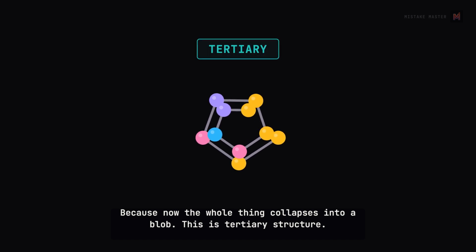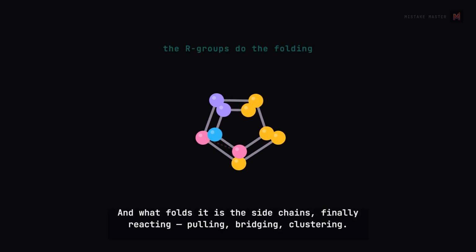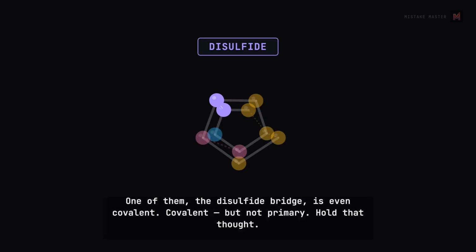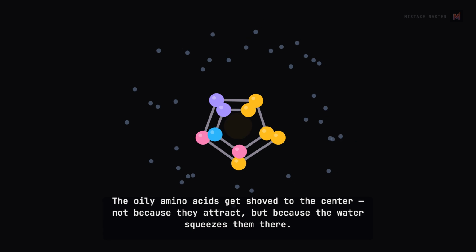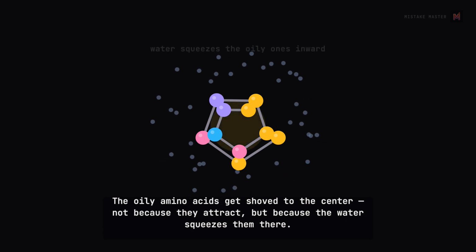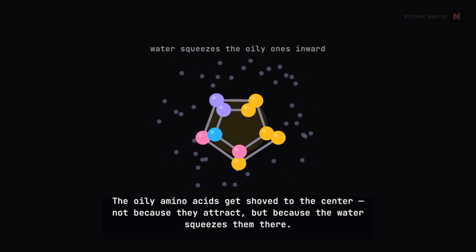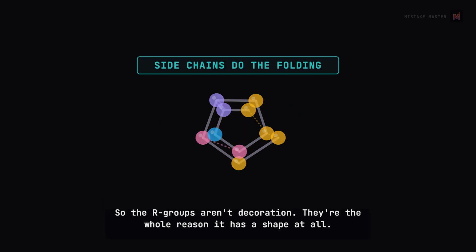This is tertiary structure. And what folds it is the side chains, finally reacting, pulling, bridging, clustering. One of them, the disulfide bridge, is even covalent. Covalent, but not primary. Hold that thought. The oily amino acids get shoved to the center, not because they attract, but because the water squeezes them there. So the R groups aren't decoration. They're the whole reason it has a shape at all.